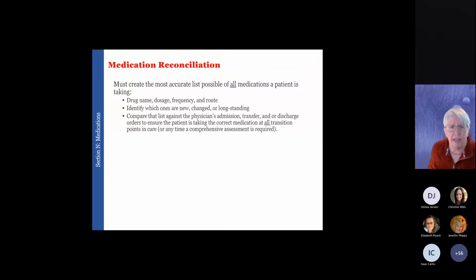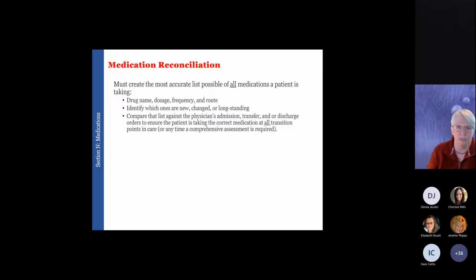So the clinicians have to have the most accurate list possible of everything the patient is taking or supposed to be taking. They might have 20 meds on their list and they're only taking 5 of them for whatever reason. But if they have 20 medications prescribed and hanging around the house, they have to be in the list. They should have the drug name, the dosage, the frequency, and the route. The clinician should be identifying which ones are new, which are changed, or which are longstanding, because that also helps give us an indication of where the plan of care should be going.